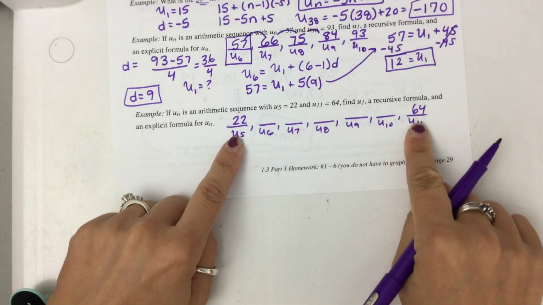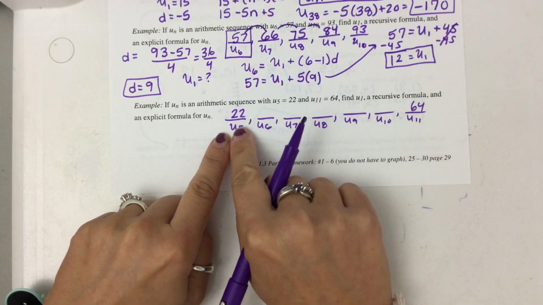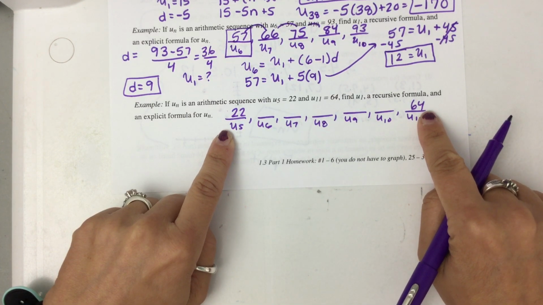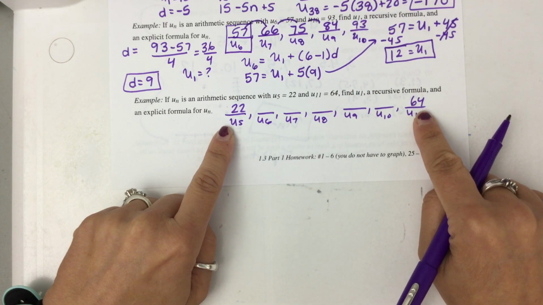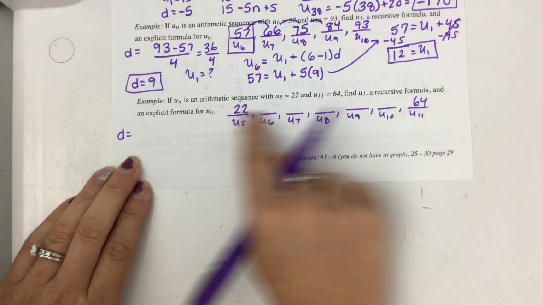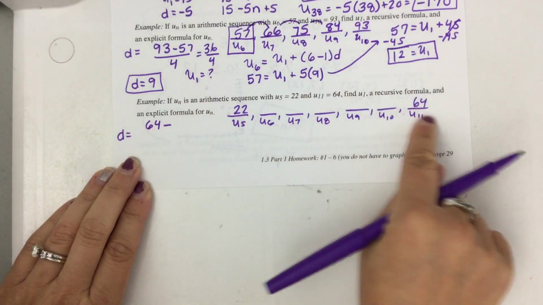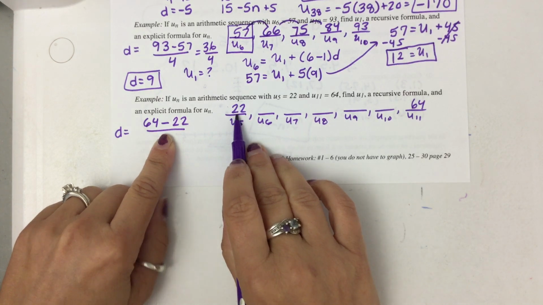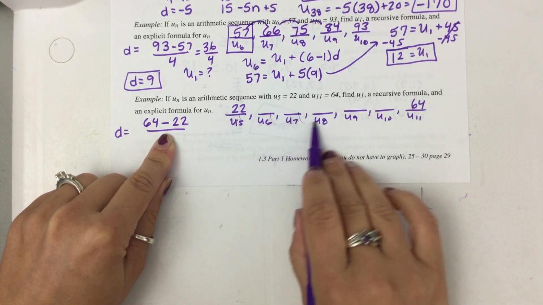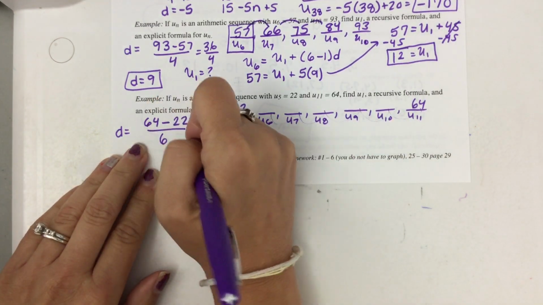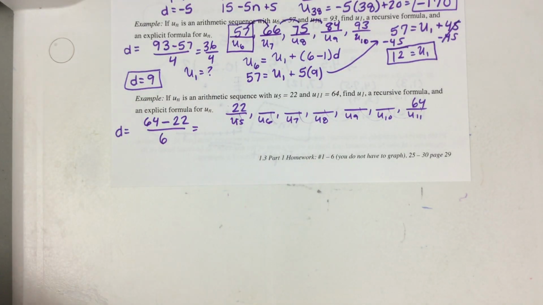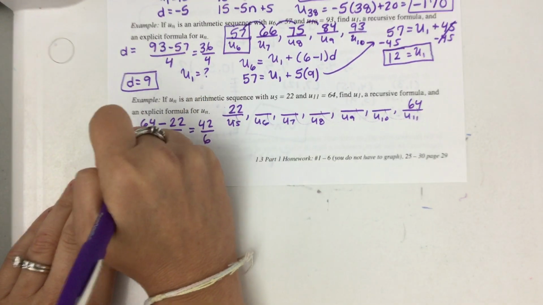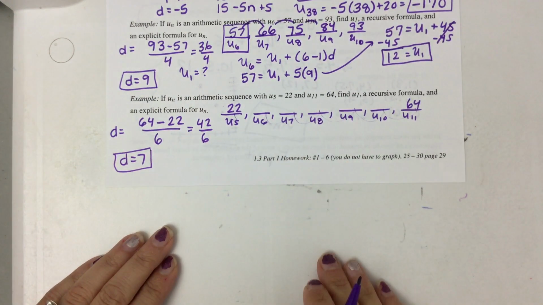Awesome. Now here I can tell that my common difference is positive because I'm starting here at 22, and as I go further into the sequence, I end up with a larger number. So I must be adding a value versus subtracting. To find d, the furthest value out is 64, minus the first value I know, 22, divided by how many times you are adding. We are starting at 22, we add 1, 2, 3, 4, 5, 6 times. If I take 64 minus 22, I get 42. 42 divided by 6 is 7.